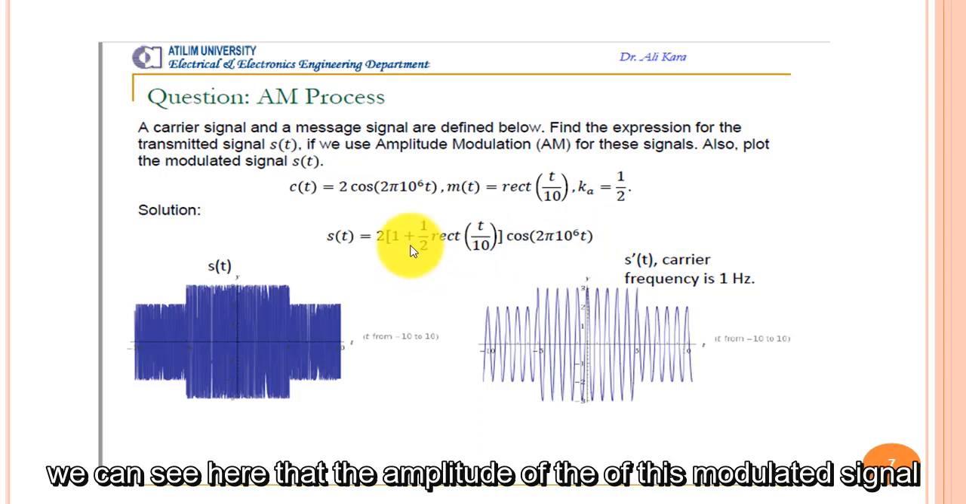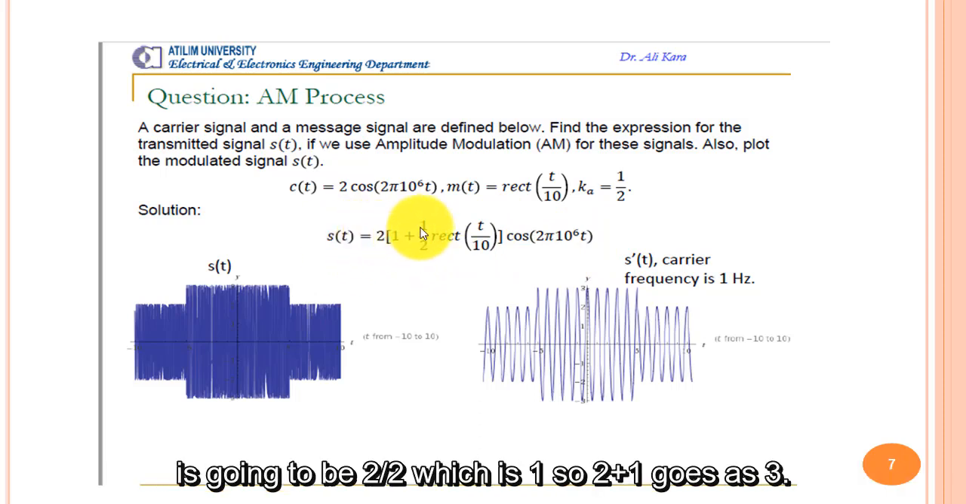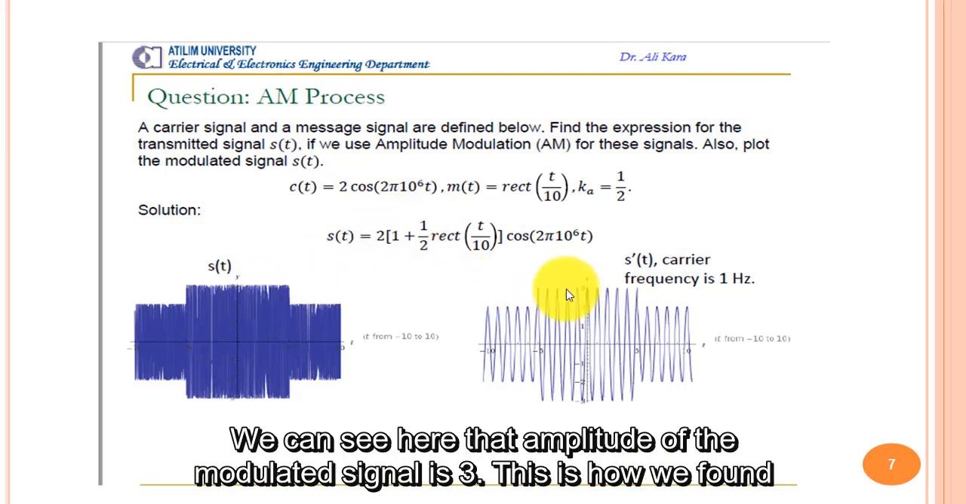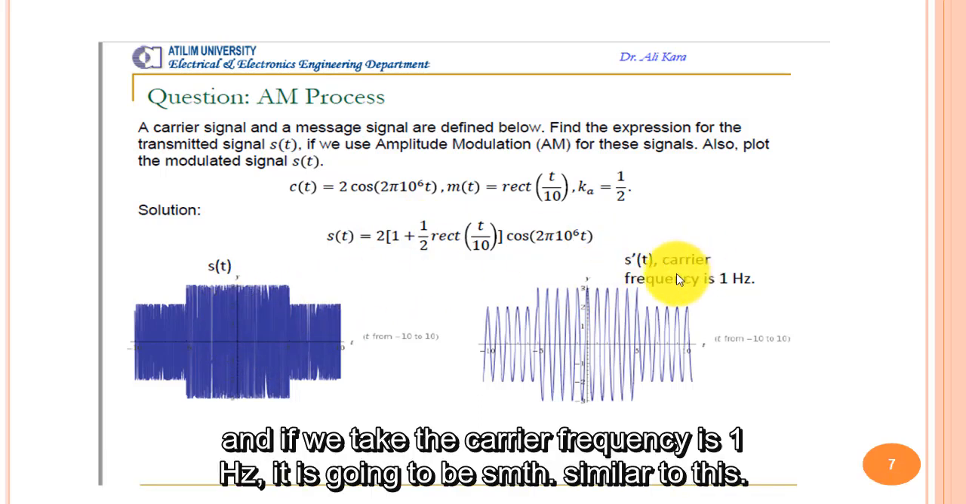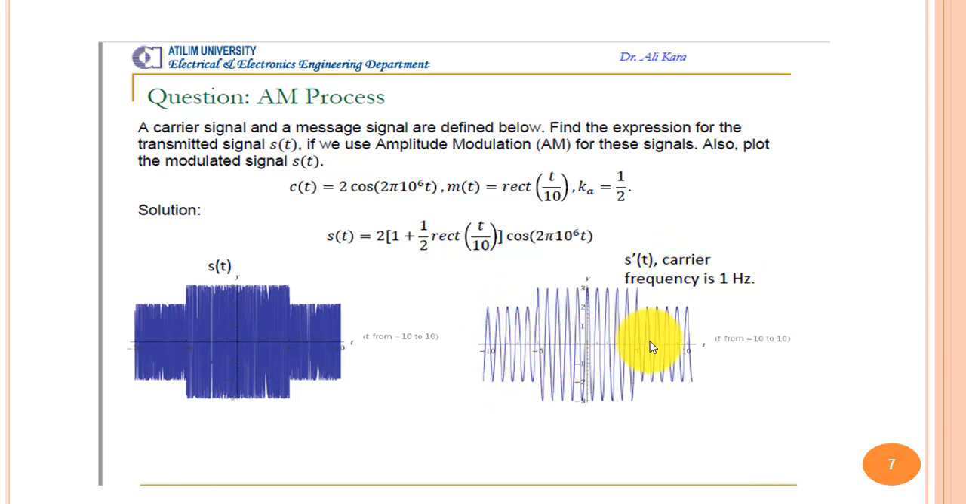We can see here that the amplitude of this modulated signal is going to be 2 plus 2 over 2, which is 1. So 2 plus 1 gives us 3, and we can see here that the amplitude of the modulated signal is 3. This is how we found it. Also, this graph is for the carrier frequency of 1 megahertz, and if we take the carrier frequency as 1 hertz, it is going to be something similar to this.